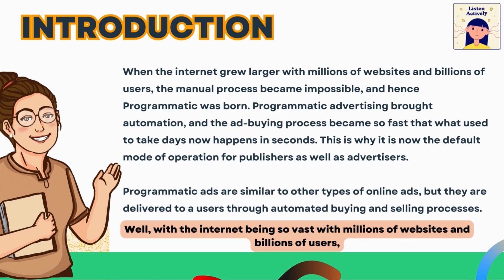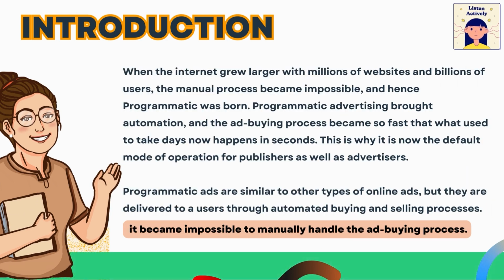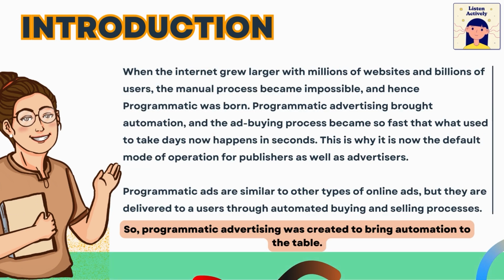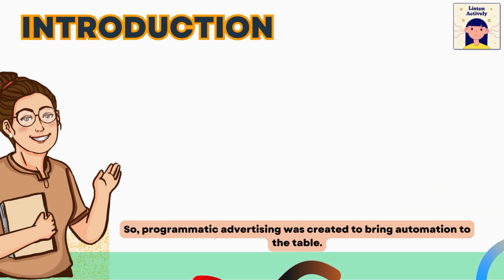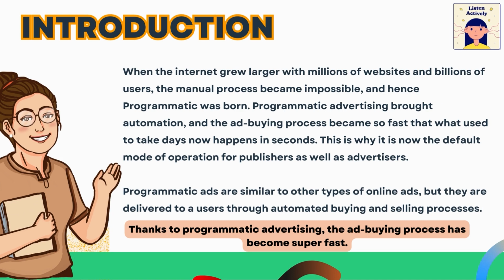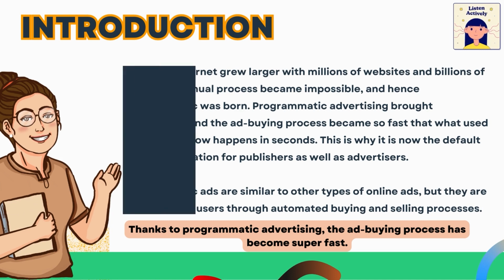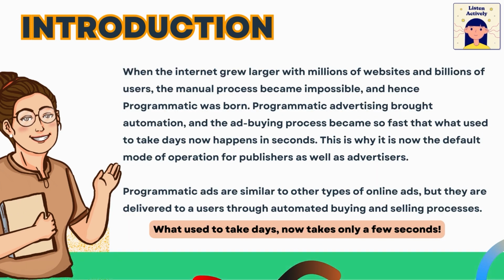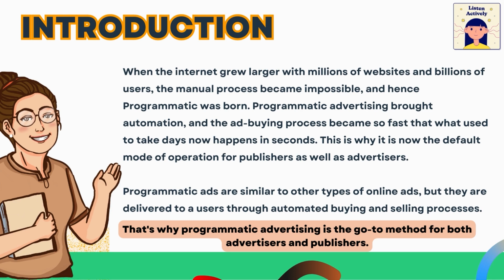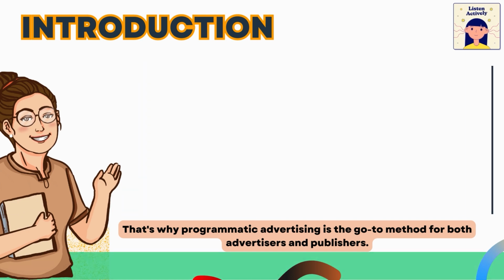Well, with the internet being so vast with millions of websites and billions of users, it became impossible to manually handle the ad buying process. So, programmatic advertising was created to bring automation to the table. Thanks to programmatic advertising, the ad buying process has become super fast. What used to take days, now takes only a few seconds. That's why programmatic advertising is the go-to method for both advertisers and publishers.